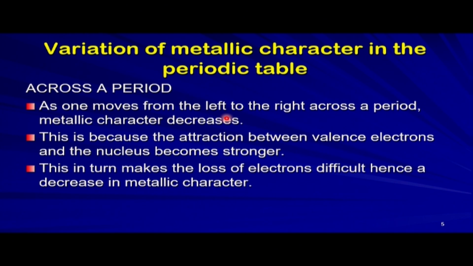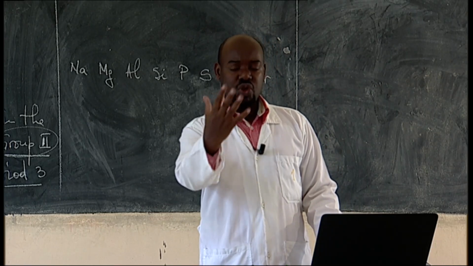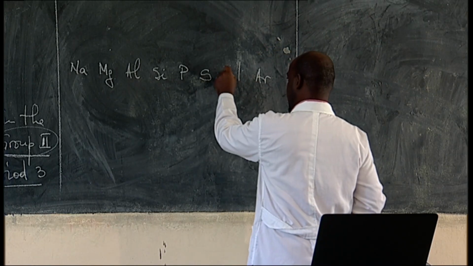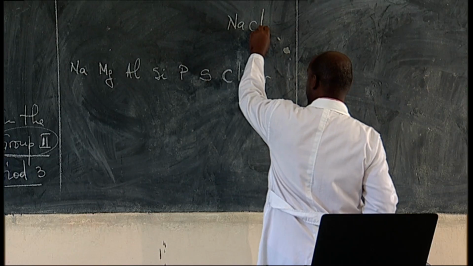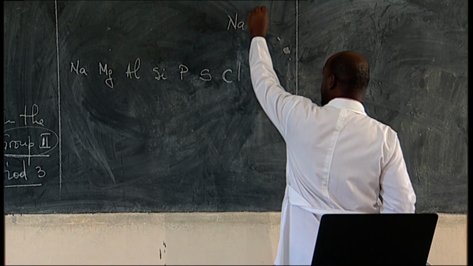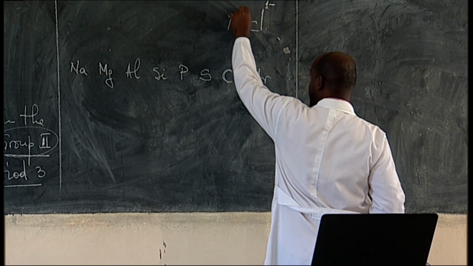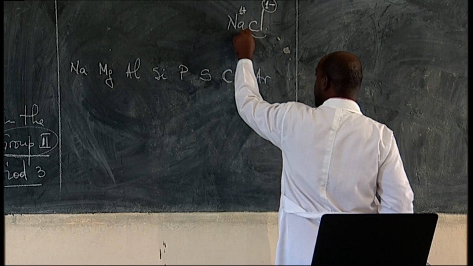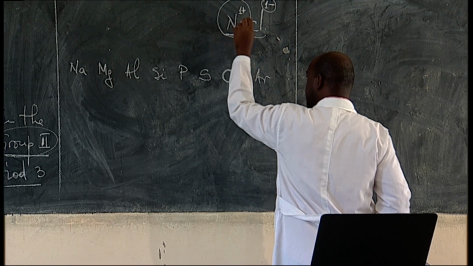And why is it like this? Metallic character. Do you remember what metallic character is? The ease or the tendency of losing. But if you know this, chlorine, for example, do you remember sodium and chlorine? What is the charge on chlorine? Remember, it is 1 negative. And here it is 1 positive. Why is it 1 negative here? It's because chlorine has gained. Why is it 1 positive? It is because sodium has lost.